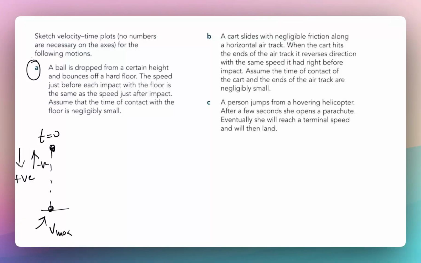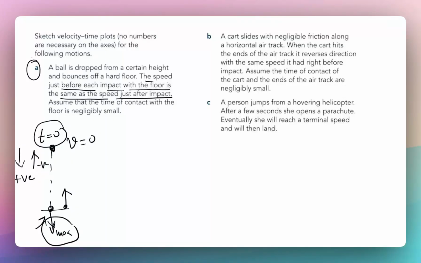So the velocity is going to start at t equal to 0, where the velocity is going to be 0. And then it will reach a maximum velocity and then bounces back, which means now suddenly there will be a change in direction of the velocity, but the value of this will be the same, because the speed just before its impact on the floor is the same as the speed just after the impact. So Vmax it is going to hit, and Vmax it is going to go up.